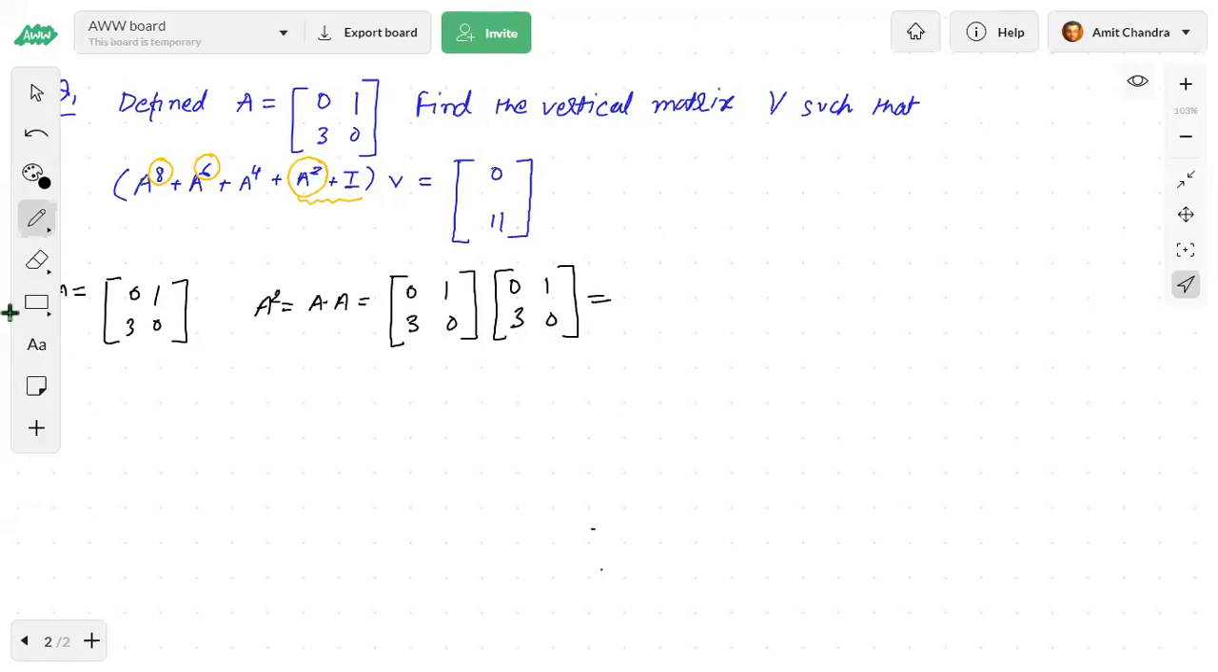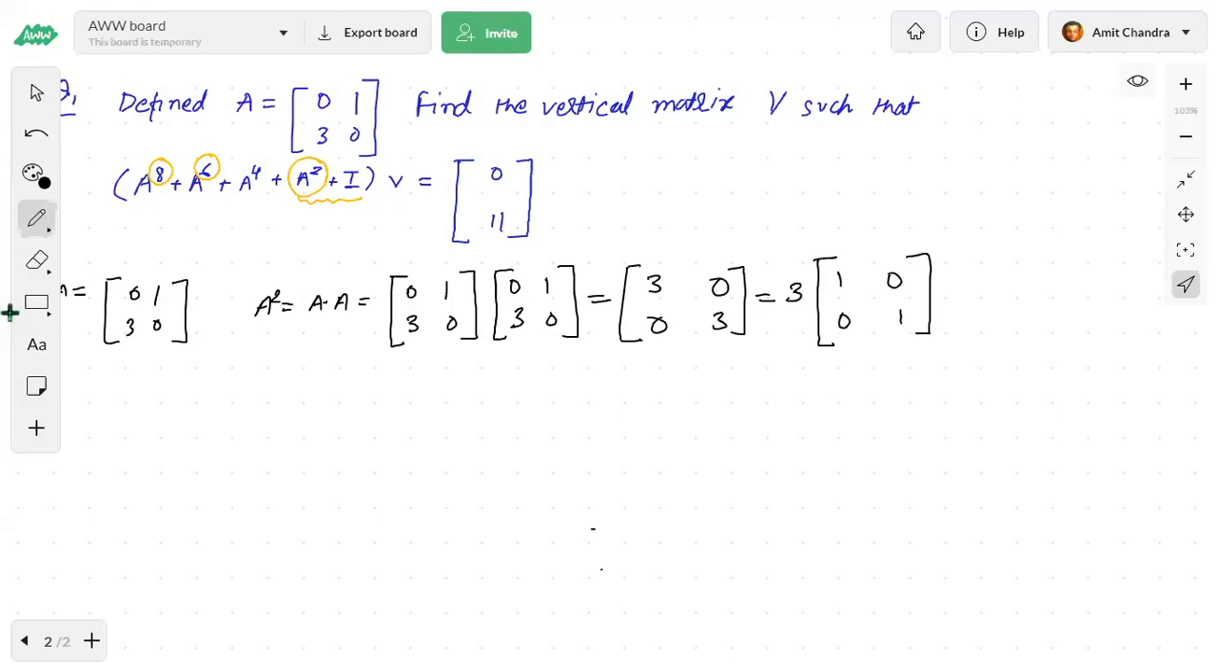If this is multiplied, then after multiplying: 0 into 0 plus 1 into 3, so this is 3. 0 into 1, 1 into 0, this is 0. 3 into 0, 0 into 3, so this is 0. 3 into 1, 0 into 0, so this is 3. So 3 is common, I can take 3 out common. So this will become 1 0 0 1.